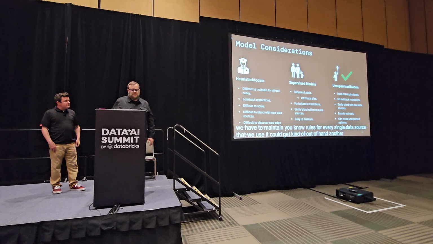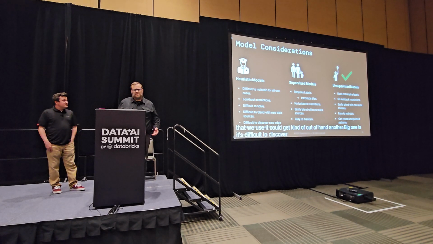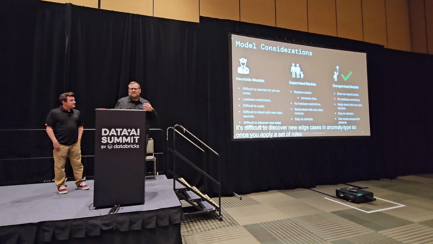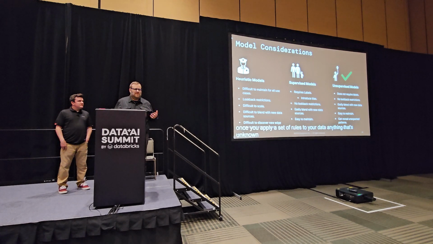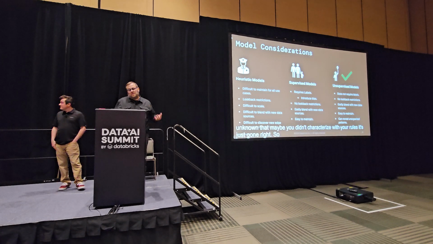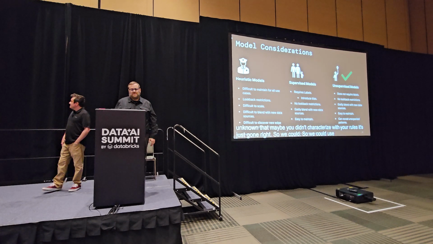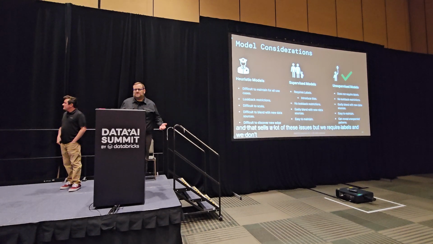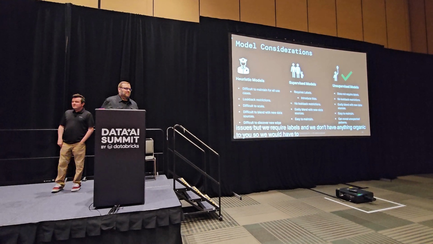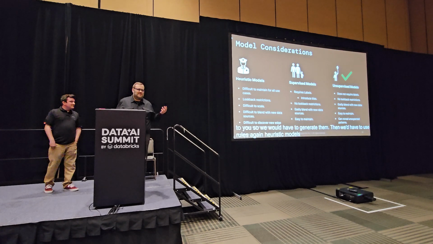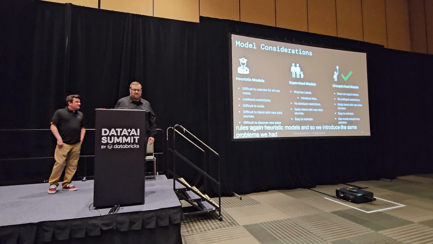Another big one is it's difficult to discover new edge cases and anomaly types. So once you apply a set of rules to your data, anything that's unknown that maybe you didn't characterize with your rules, it's just gone, right? So we could use supervised models, and that solves a lot of these issues, but we require labels. We don't have anything organic to use, so we have to generate them. Then we have to use rules to get heuristic models. And so we introduced the same problems we had to start with.